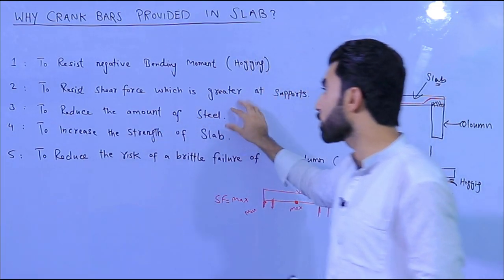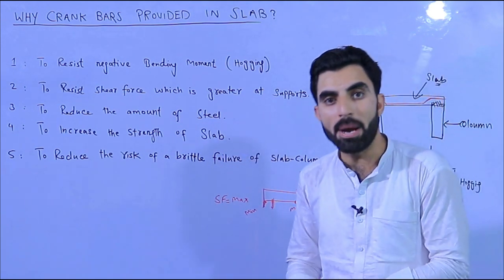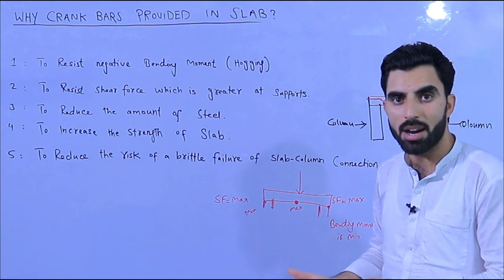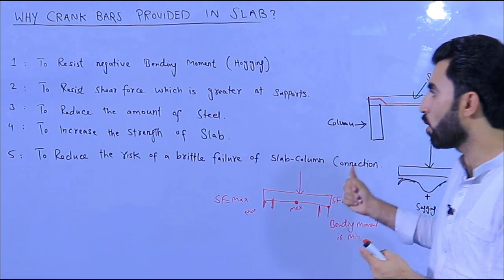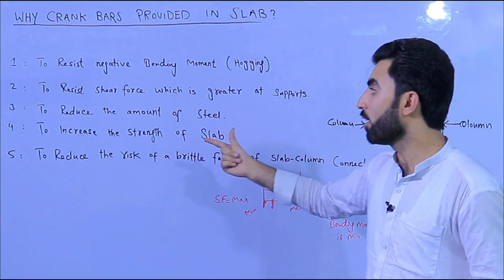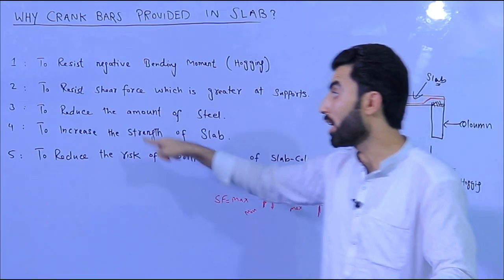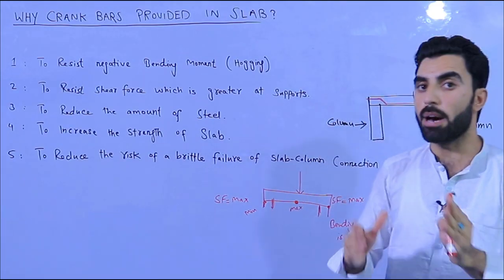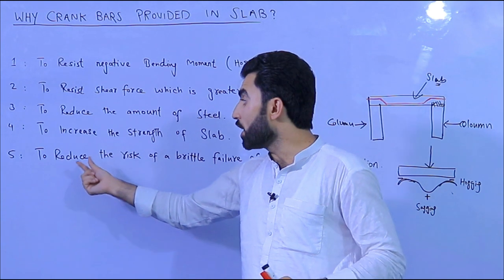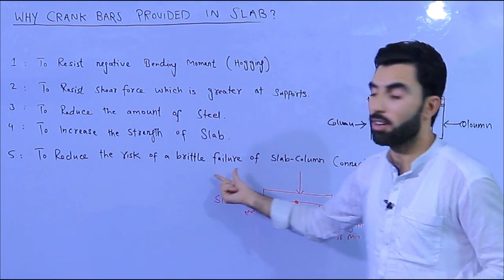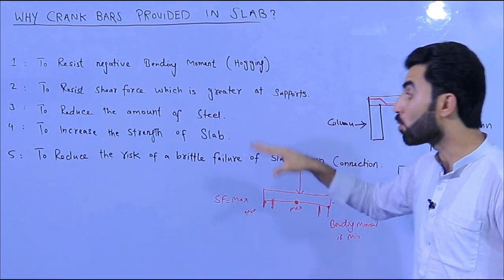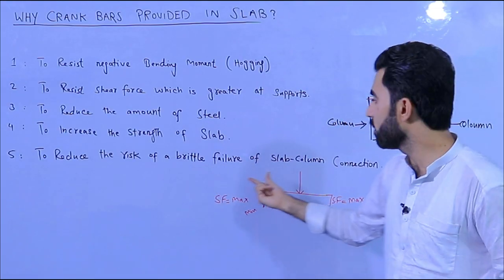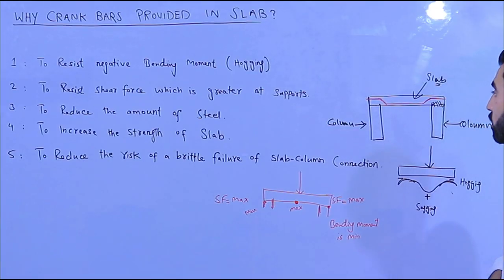The third, to reduce the amount of steel bar. When you bend up the bar or crank the bar near its support, we don't need to provide more steel bar at the joints or the connection of column and slab. This is the other point. If you don't provide crank bar, you will decrease the strength of slab. If you provide it, it increases the strength of slab. The last one, if you don't provide the crank bar or bent up bar in RCC slab, it increases the risk of brittle failure of slab column connection. But if you provide it, it will reduce the risk and will not cause brittle failure of slab column connection. So guys, these are the points.